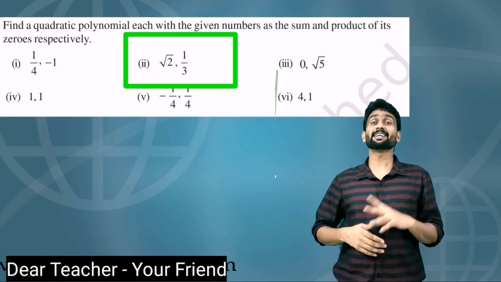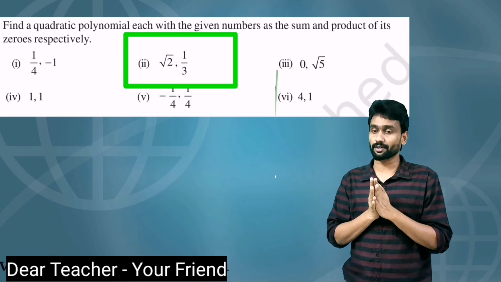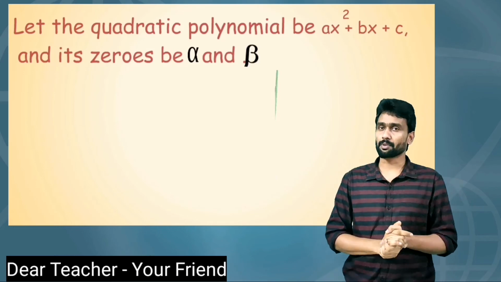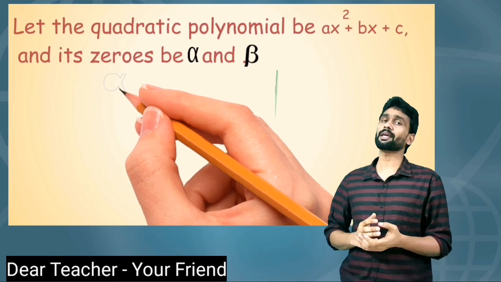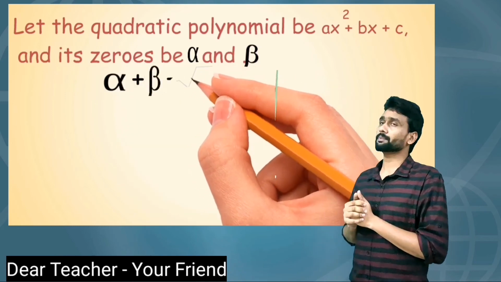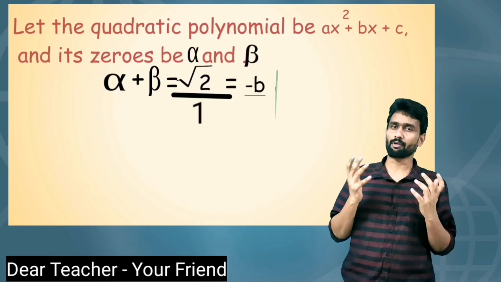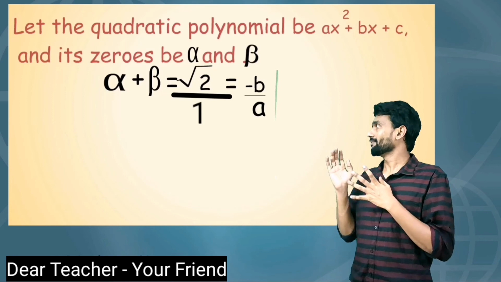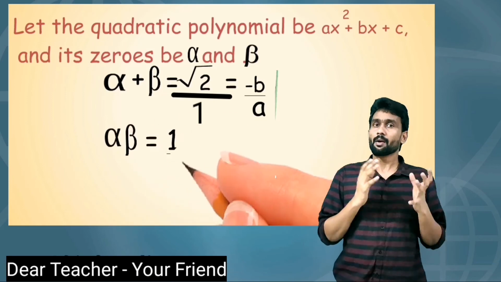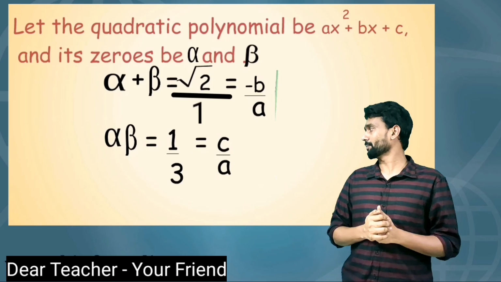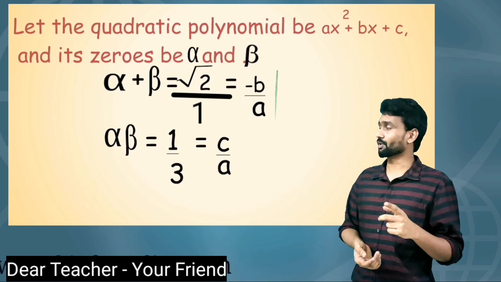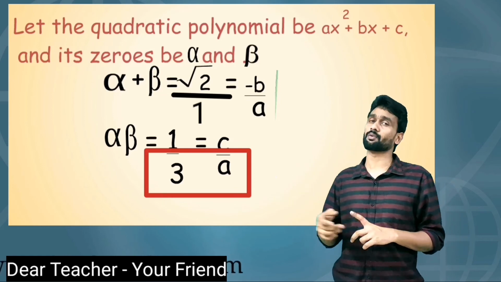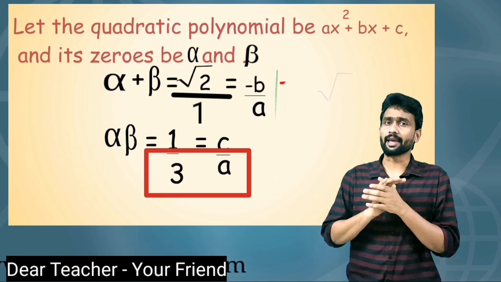The next question: sum of zeros is root 2 and the product of zeros is 1 by 3. Let the quadratic polynomial be ax square plus bx plus c and the zeros be alpha and beta. Alpha plus beta equal to root 2, and as there is no denominator, we can keep root 2 by 1, which is equal to minus b by a. Product of zeros, alpha and beta, equal to 1 by 3, equal to c by a. Now look at this, c by a equal to 1 by 3. That means a equal to 3. From this we can fix a as 3.